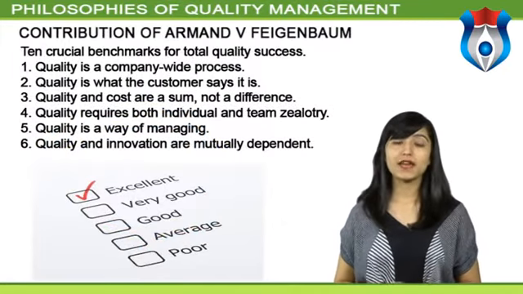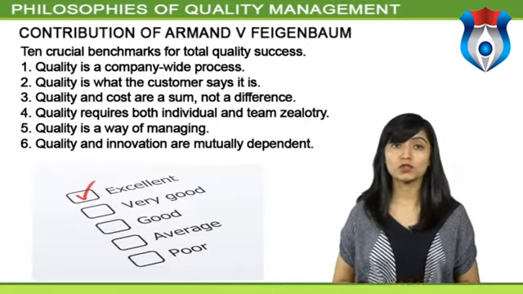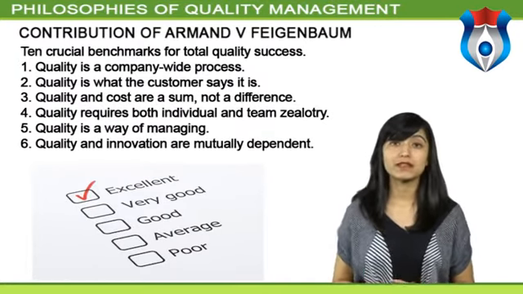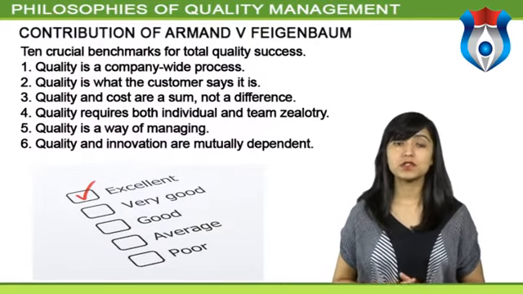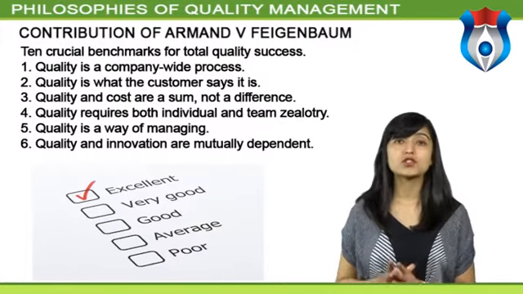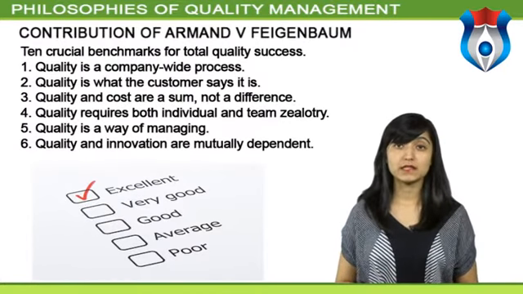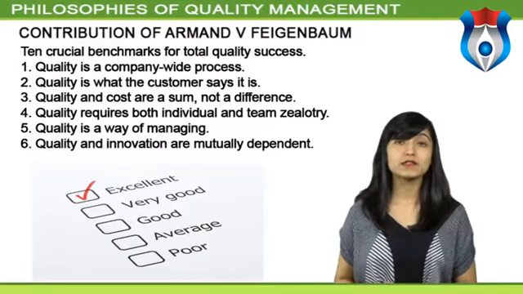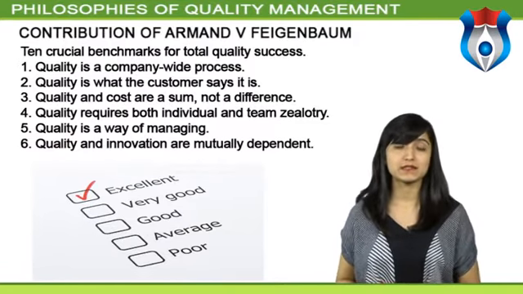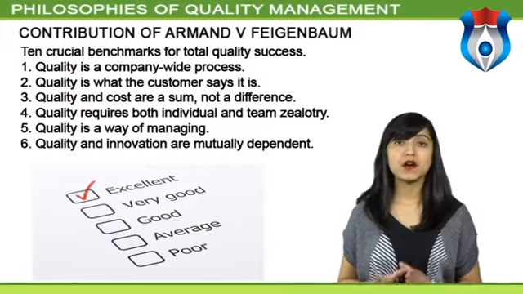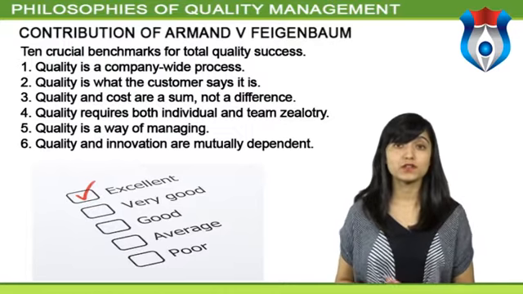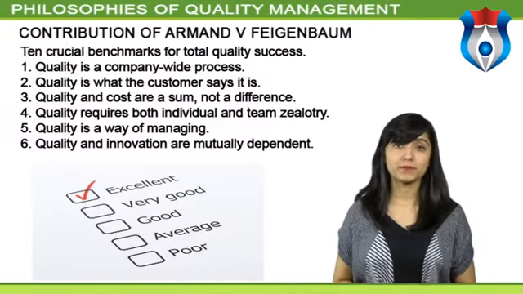The new 40th anniversary edition of Dr. A.V. Feigenbaum's book, Total Quality Control, now further defines TQC for the 1990s in the form of 10 crucial benchmarks for total quality success. These are that quality is a company-wide process. Quality is what the customer says it is. Quality and cost are a sum, not a difference. Quality requires both individual and team zealotry.